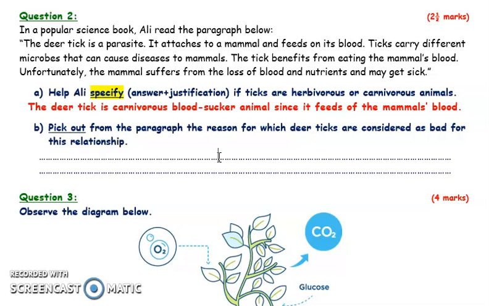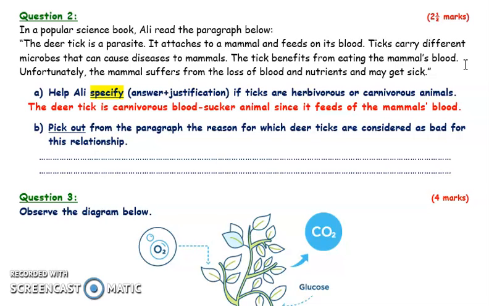So there is a relationship between mammals and deer ticks. Deer ticks get their food from mammals, but mammals suffer. Mammals aren't happy. They are losing their blood and they may get sick. And for this reason, deer ticks are bad for their relationship with mammals.